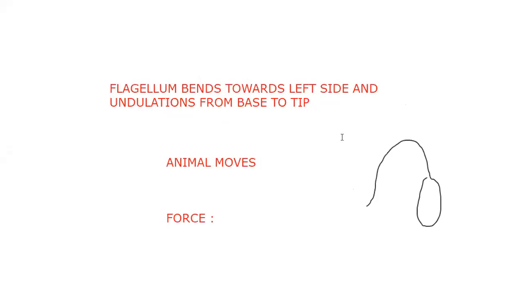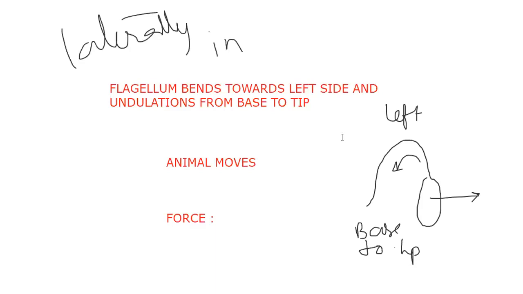What are the questions we asked earlier? Where the animal moves. Next question, the type of force. Pushing force or pulling force? Very good. Pulling force. The flagellum bends to the left side, we said, and undulations from the base to tip. So where does the animal move? What is our word from the text? Laterally in opposite direction.